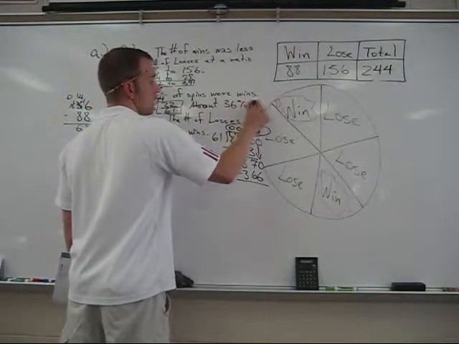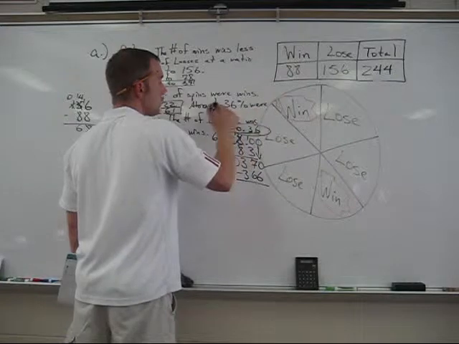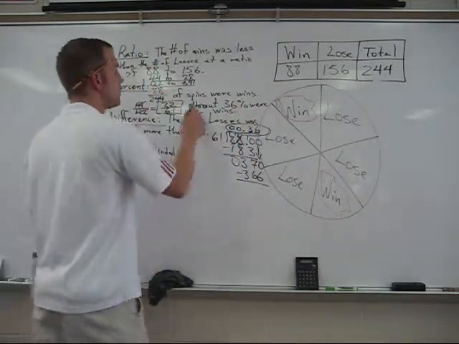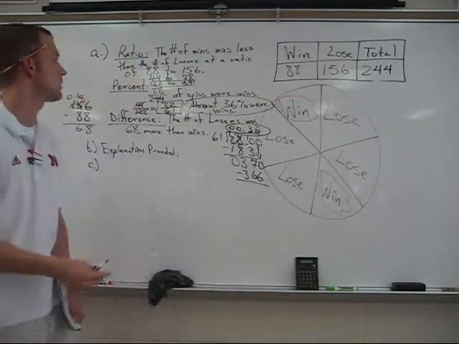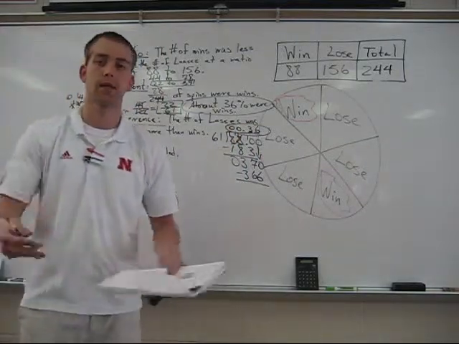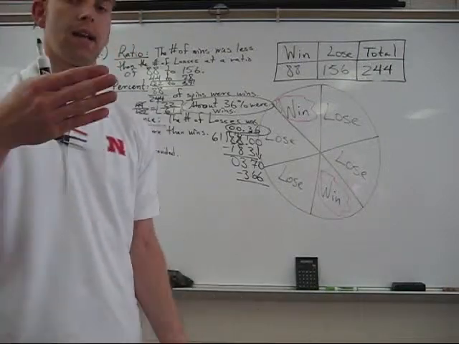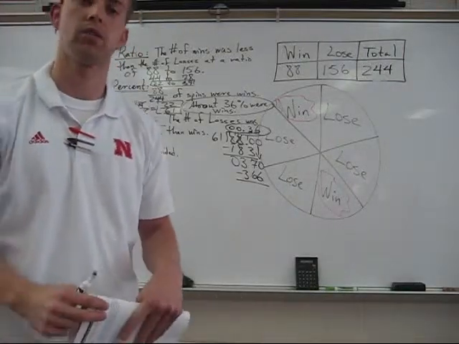36% were wins. Now I know what I'm writing here is slightly crowded. You'll have more room on your paper, but what I need you to be doing here is when they ask you for a percentage comparison, you need to tell me how many wins out of a total, how many losses out of a total. Either way, you need to take that numerator and divide by the denominator and get your decimal.